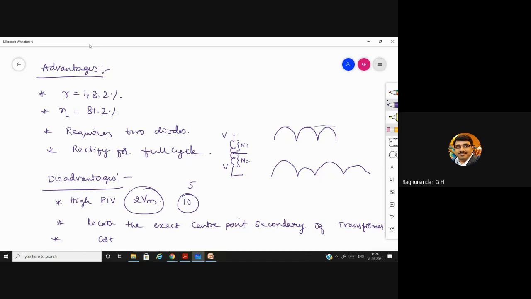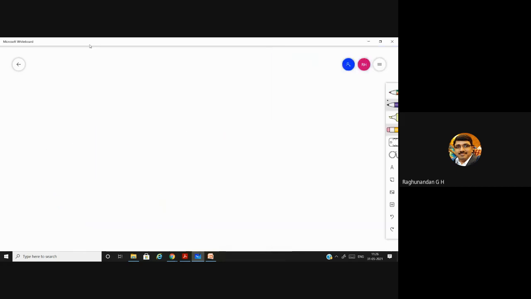After that, we have some problems. Before going on to the problems, let us finish the bridge rectifier also. Then we'll come back to the problems. So the last part is the bridge rectifier. Here the derivations are all the same. The only change is the circuit and the working. But the derivations, efficiency, ripple factor, everything is the same as the full wave rectifier with center tap. Bridge rectifier is also a type of full wave rectifier.